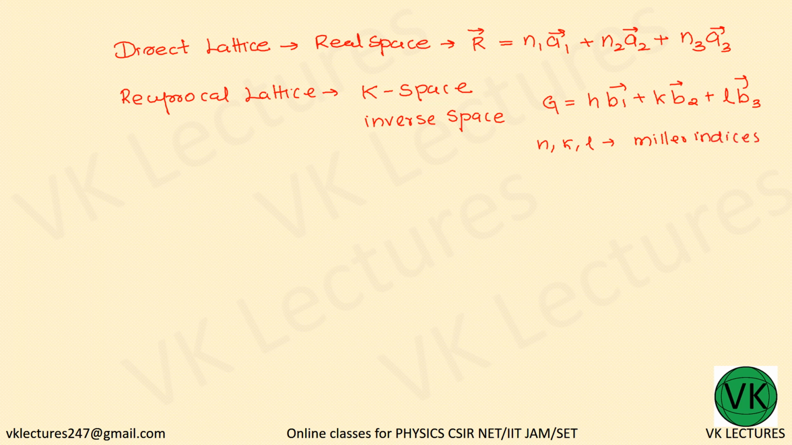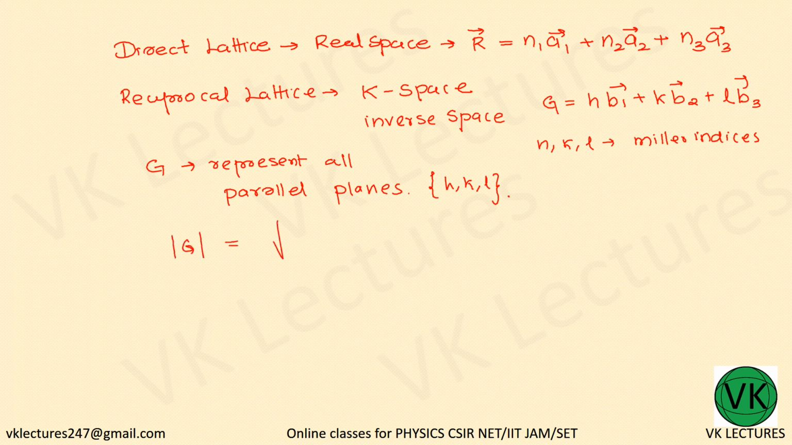Now here in this reciprocal lattice, G represents all parallel planes, as represented by H, K and L, and the magnitude of G is equal to root of H square plus K square plus L square.